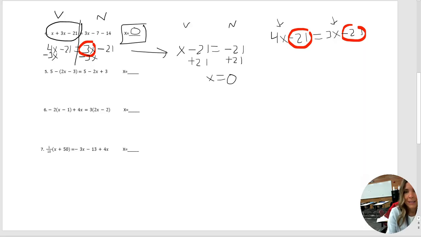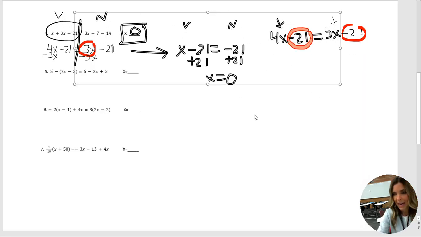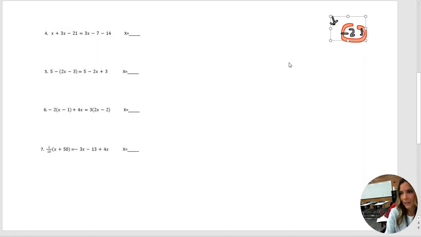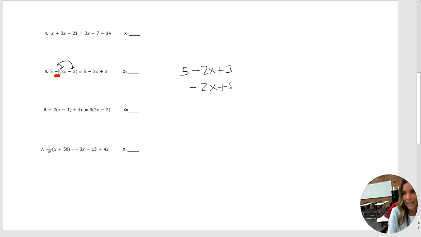Okay, next. Okay, number 5. On this one, we want to distribute on the left the negative sign. This negative sign right here, that is what is next to the parenthesis. So we distribute that as a negative 1. So that's going to be a negative 2x, a positive 3, and I still have that 5. So now when I combine like terms, on the left side, I'm left with negative 2x plus 8. On my right side, when I combine like terms, I'm left with negative 2x plus 8.